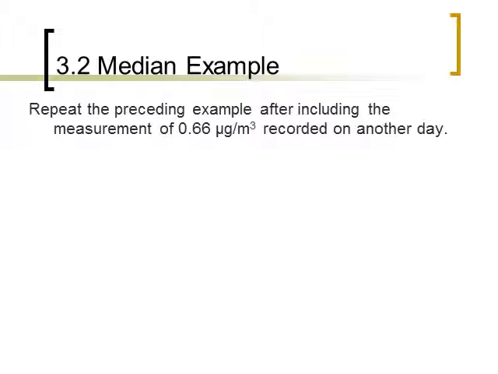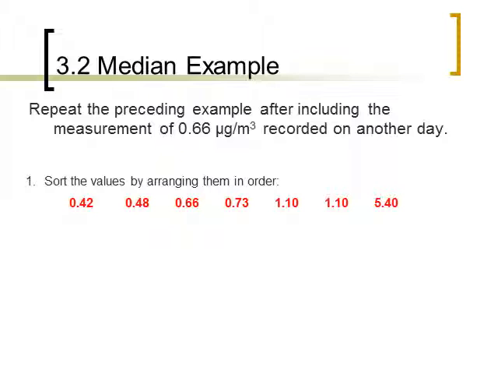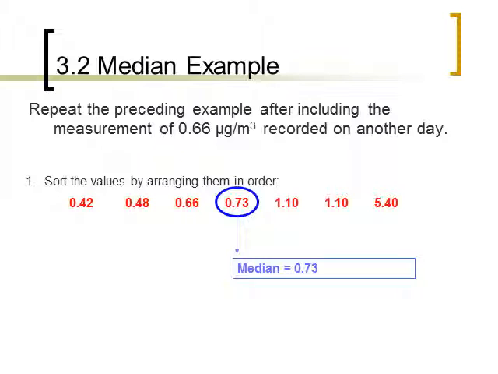What we're going to do now is repeat the preceding example, but we're going to throw in an extra measurement. So I've sorted the values in order from least to greatest, and I've included the extra measurement of 0.66. Now, if we count the numbers, we have 7 value points. So since there's an odd number, there is a number exactly in the middle, so let's circle that number. When I circle 0.73, I have 3 numbers to the left and 3 numbers to the right, so this is exactly in the middle, and there's no further calculations. The median is 0.73.